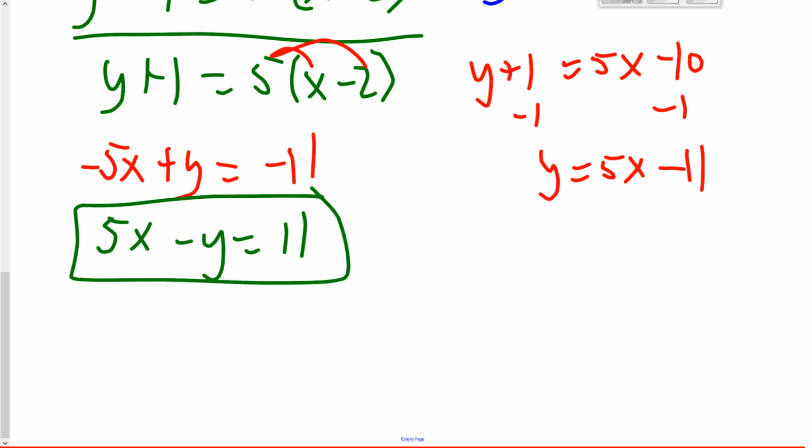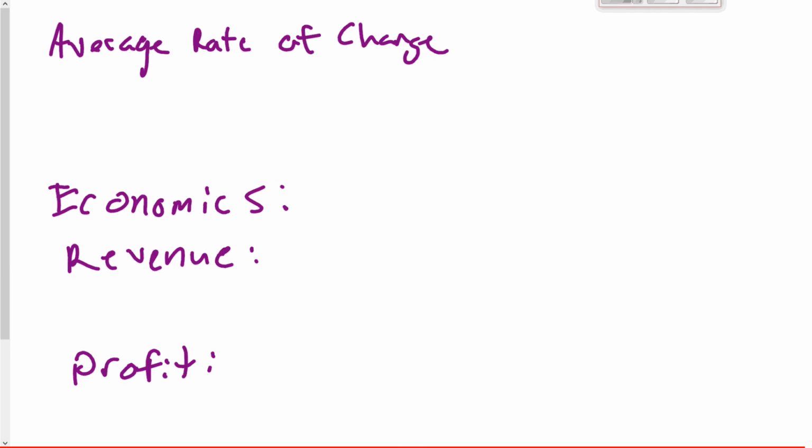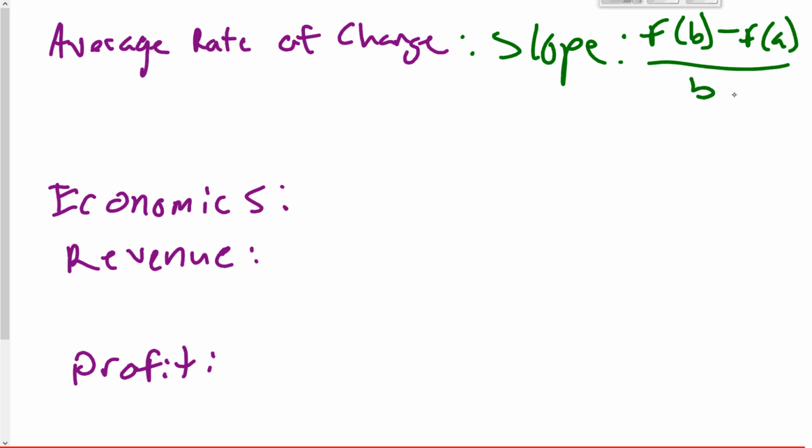Alright, when we talk about average rate of change, that's just talking about slope. So when I ask you to find the average rate of change, that's just asking for your slope. Your slope is your y2 minus your y1 over x2 minus x1, so that'd be f of B minus f of A over B minus A, because f of something means the y value.